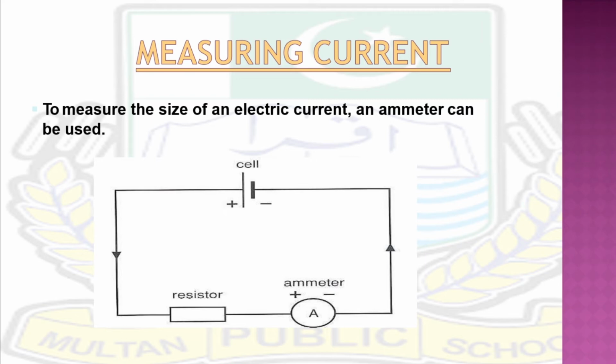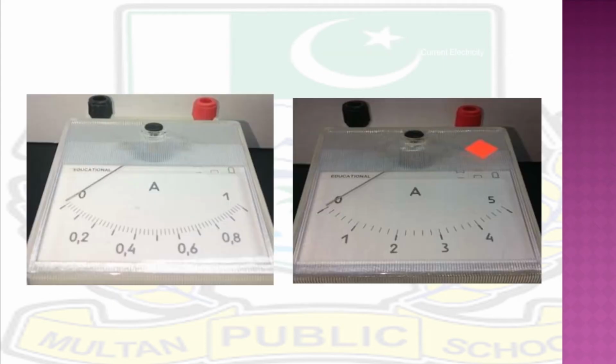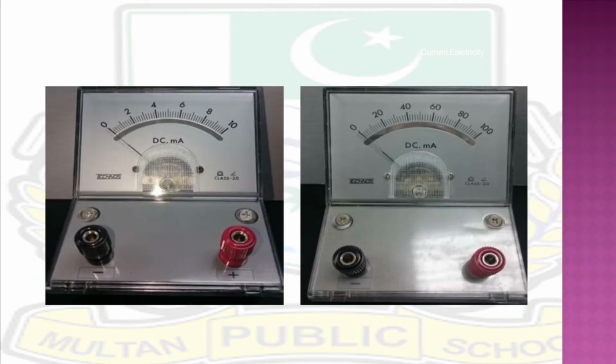To measure the size of an electric current, an ammeter device can be used. You can see here in a circuit that along with a cell there is a resistor and there is an ammeter device attached. Here you can see, students, some pictures of a device called an ammeter. An ammeter, from ampere meter, is a measuring instrument used to measure the current in a circuit. And electric currents are measured in amperes, hence the name.